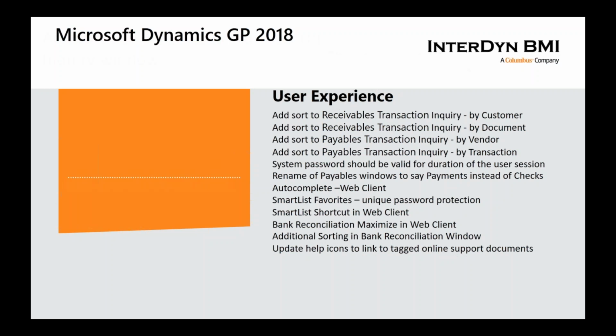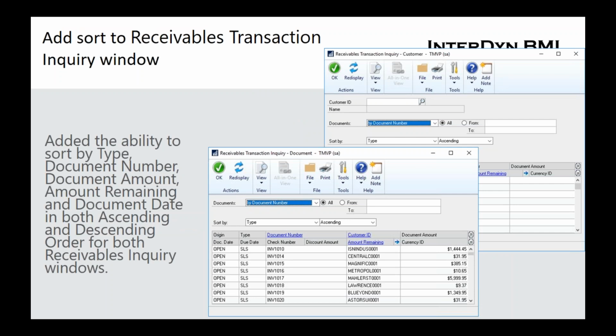The first one is the ability to sort the receivables and the payables transaction inquiry window. And so you'll see in the foreground the transaction inquiry by document, in the background the same window but by customer. And you'll notice the sort by line kind of in the top part of the window there, before all of my transactions are listed. You'll see that that's new.